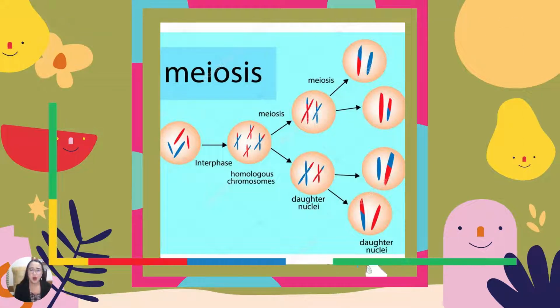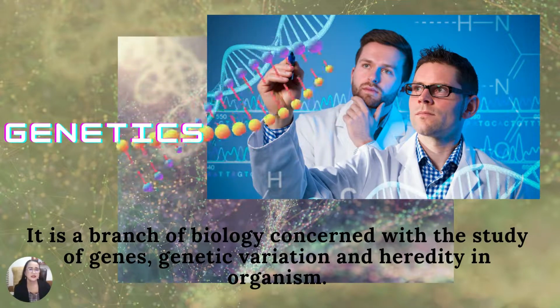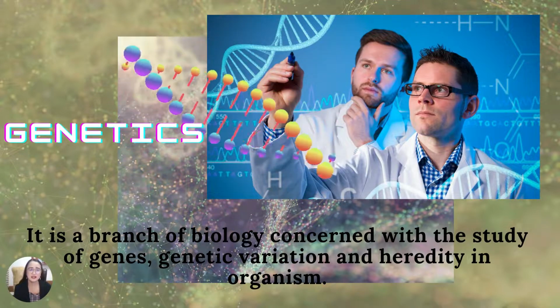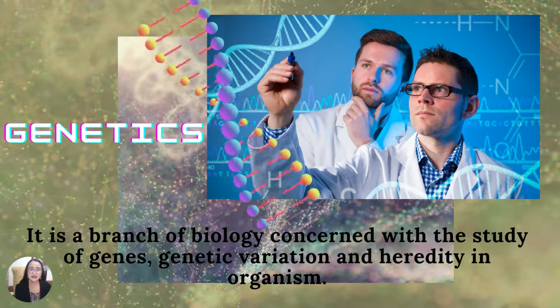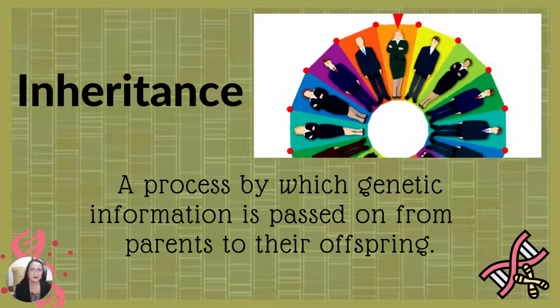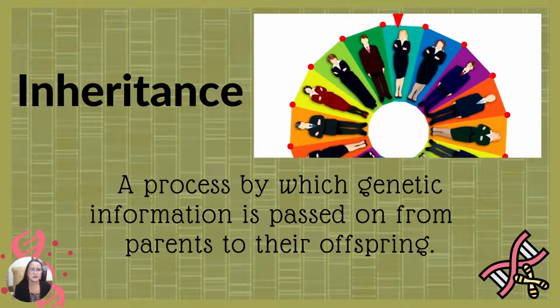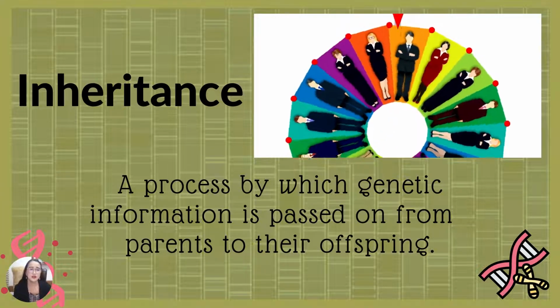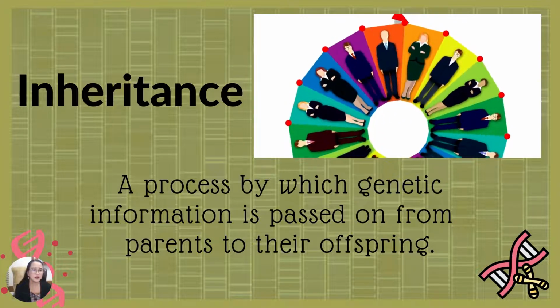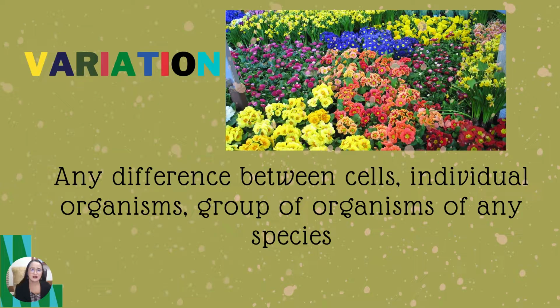First, what is genetics? Genetics is defined as the branch of biology that deals with the study of genes, genetic variation, and heredity among organisms. We also have the term inheritance. Inheritance is a process in which genetic information is passed on from a parent to their offspring. What about variation? Variation is any difference between cells, individual organisms, or groups of organisms of any species.